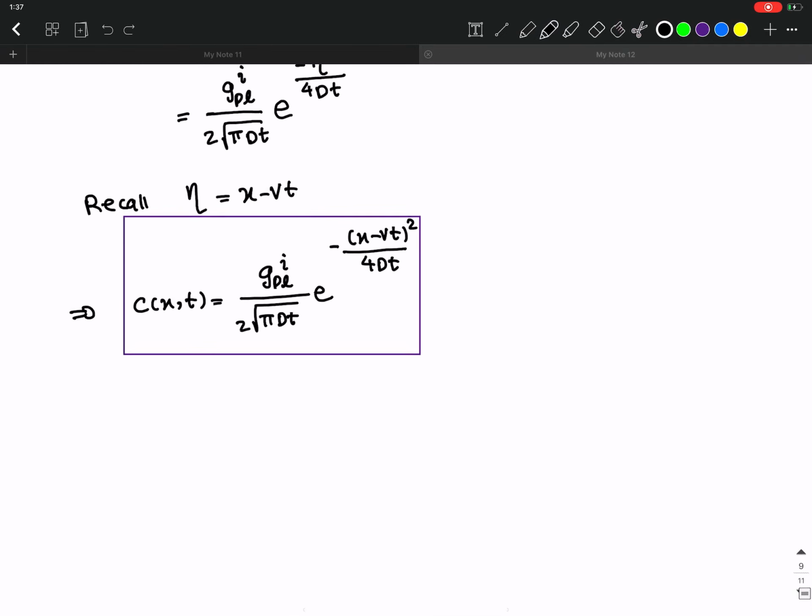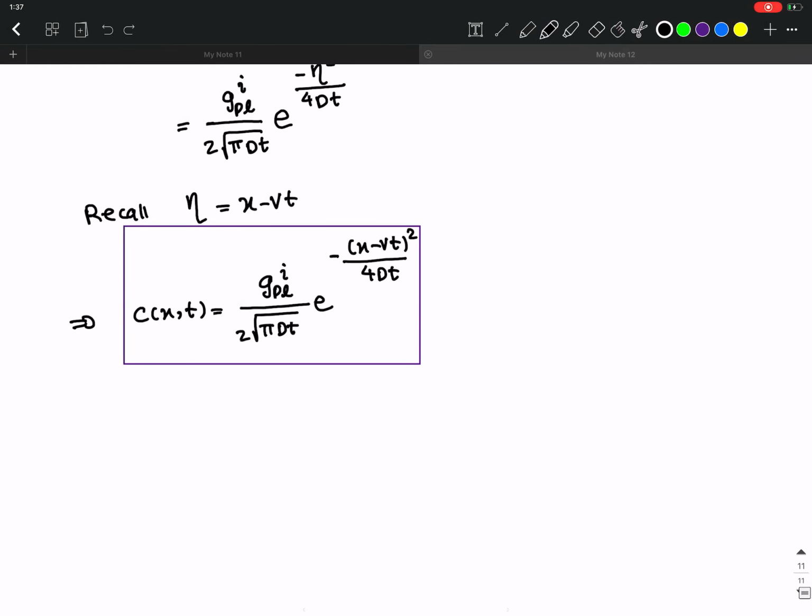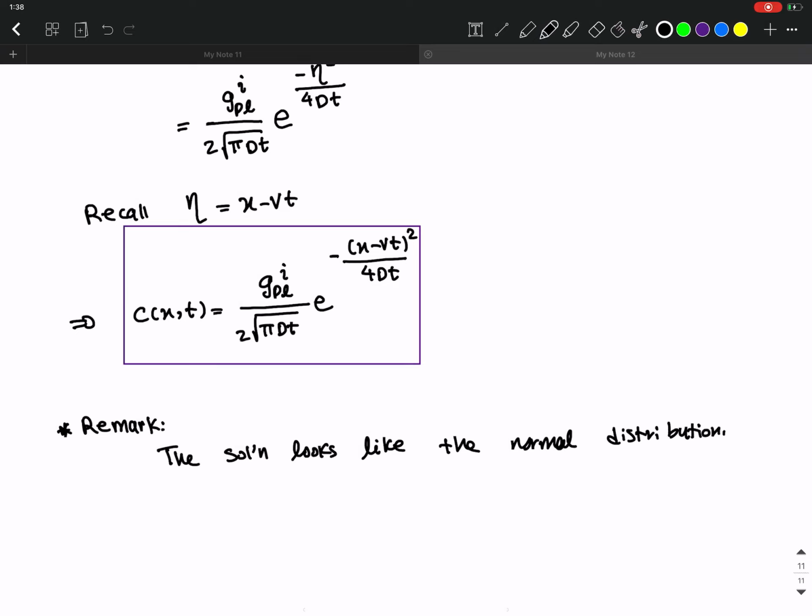So I just want to make one small remark about this. So a remark or note: the solution looks like the normal distribution. Okay, so what is the normal distribution?